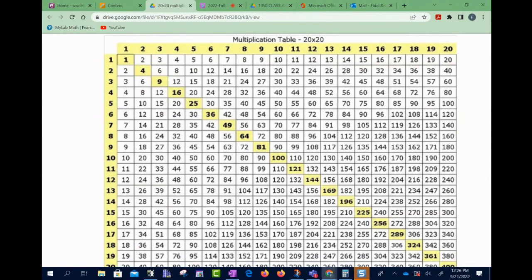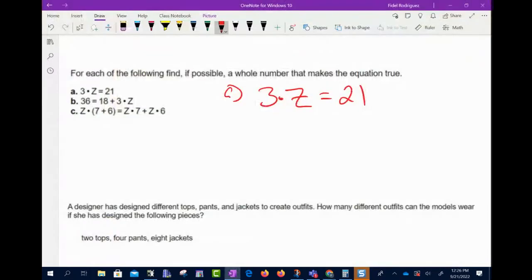And again, the idea here, y'all, is if we're using our table, we've got to multiply 3 by what number? By 7, right? That's how you would teach younger kids to use a multiplication table. You'd say, look, 3 times 7 is going to give me 21. So right there, I would say, okay, Z has got to be equal to 7.